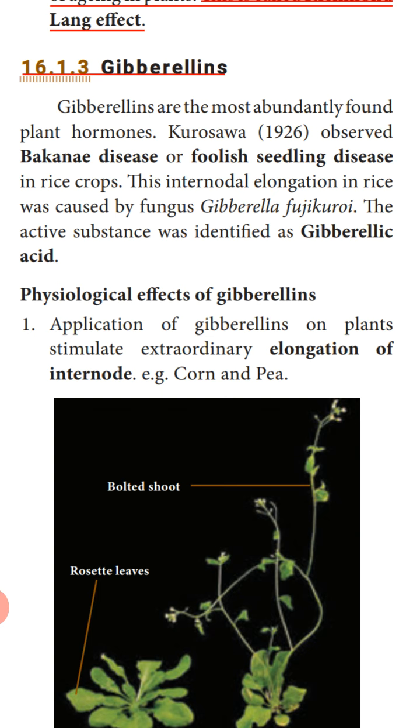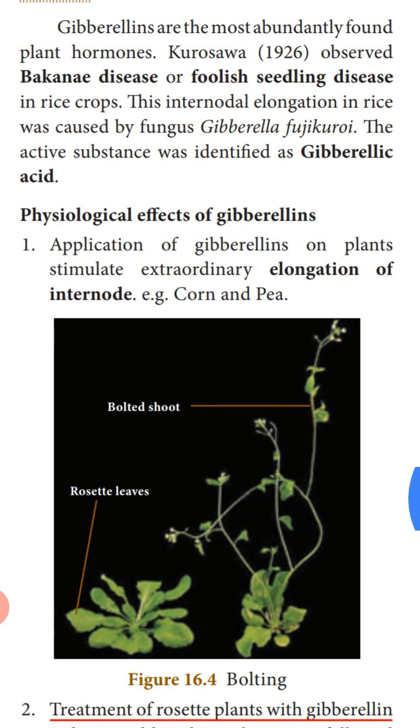Now, what is the role of gibberellins, or what are the physiological effects of gibberellins? What is the effect of gibberellin in the growth of the plant that we are going to study here? Application of gibberellins on the plants stimulates extraordinary elongation of the internode. So in the plant, if we apply gibberellins, the plant will show extraordinary elongation of the internodal region. Plants in which we can find this extraordinary elongation are corn and pea.